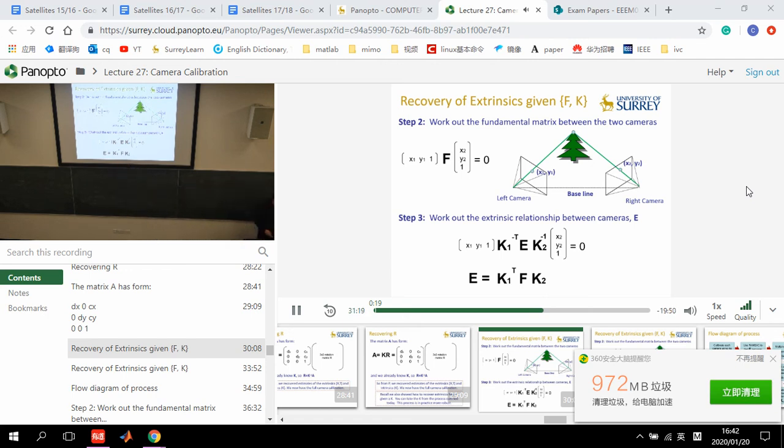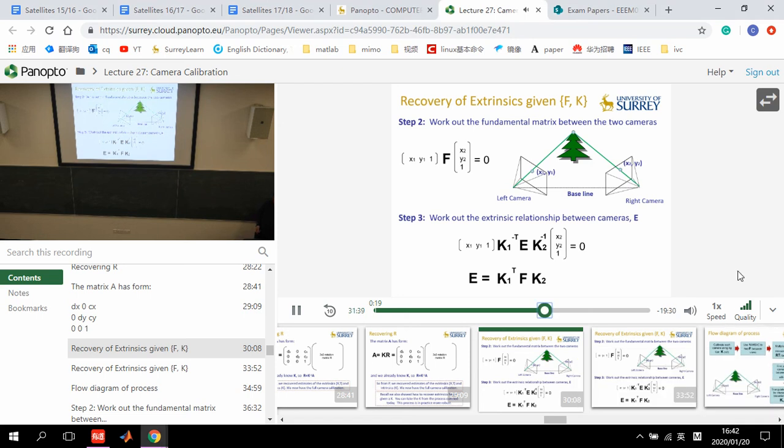Yeah? So if we've estimated our F via weak calibration, we can upgrade that to get the extrinsics out for a strong calibration if we have knowledge of our K, which we do using this camera calibration process I've outlined today with the grid. Okay, does that make sense?